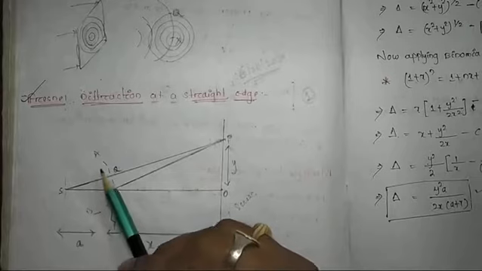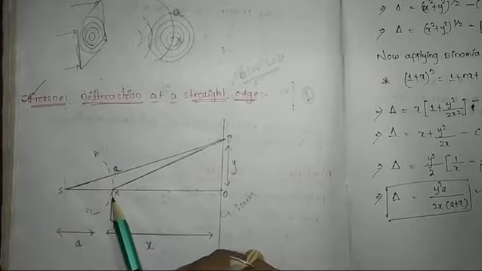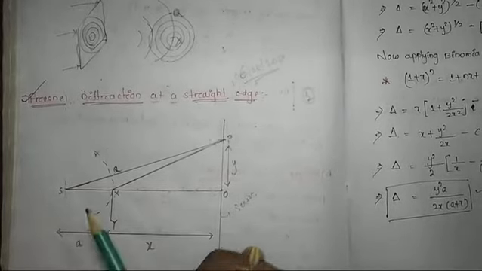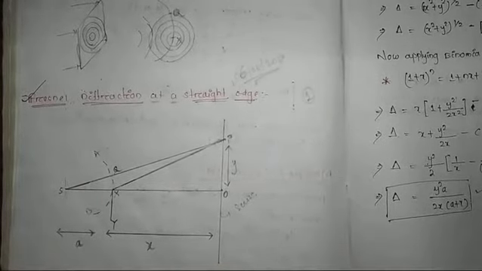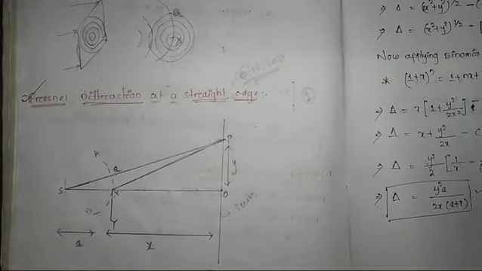So now, when this wavefront strikes this XY edge, what type of assumptions can we consider with the help of Fresnel's diffraction, or what are Fresnel's assumptions?